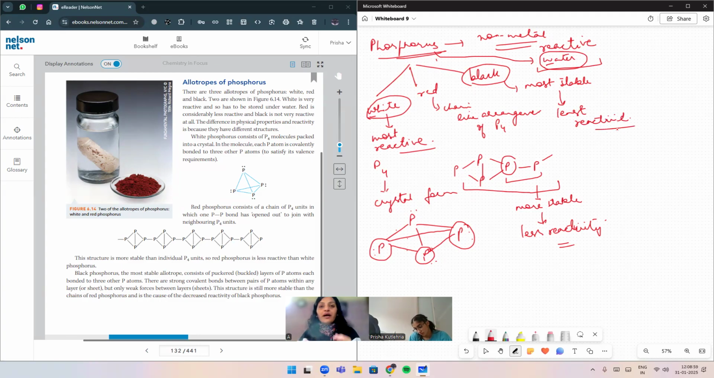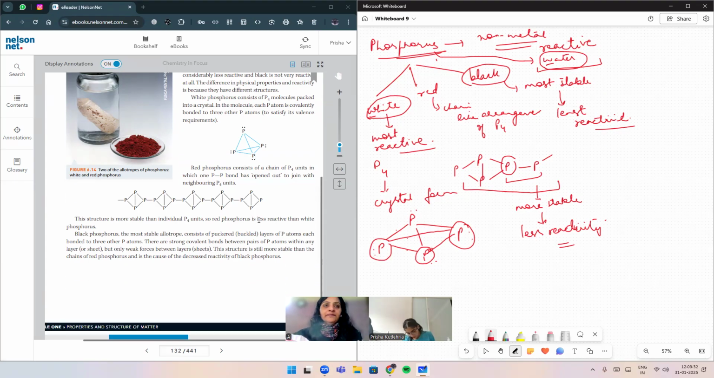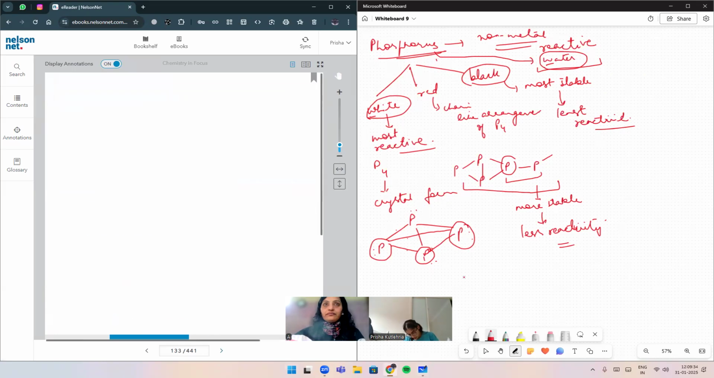So when I'm talking about it, white phosphorus was the most reactive, right? And the presence of valence electrons added to its reactivity. Then we had red phosphorus. The structure was a linear arrangement of phosphorus molecules, but in that case, the structure was more stable comparatively to the white phosphorus, so the reactivity further decreased. And when we are talking about the black one, it has the most stable structure, but yes, it is the least reactive in nature. Is that clear? Yes. Okay.